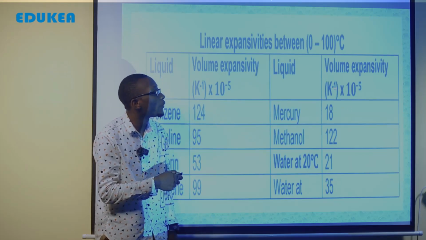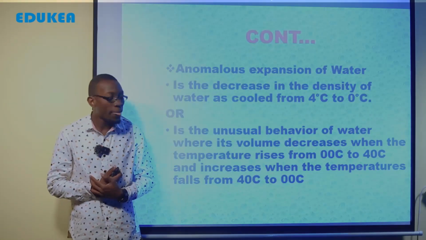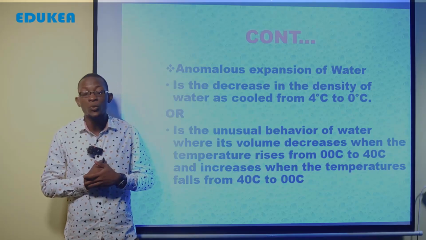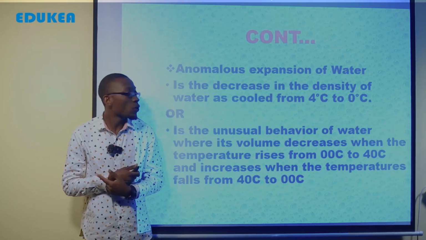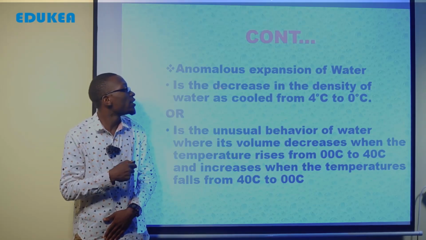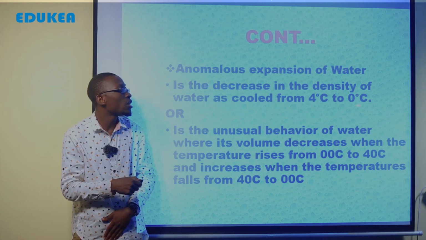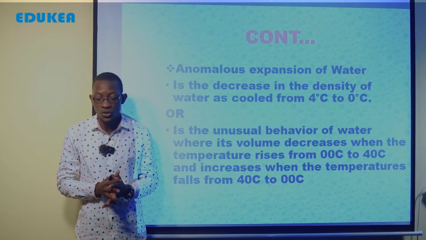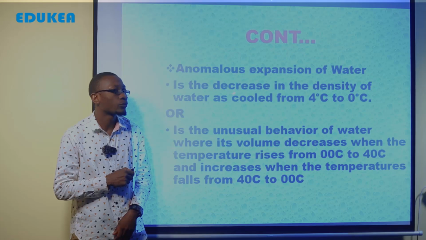So in these expansions of liquid, there is something known as anomalous expansion of water. By the way, what is the anomalous expansion of water? The anomalous expansion of water is the decrease in the density of water as it is cooled from 4 degrees Celsius to 0 degrees Celsius. When we talk about anomalous expansion of water, it means that action of the decrease in the density of water from 4 degrees Celsius to 0 degrees Celsius.